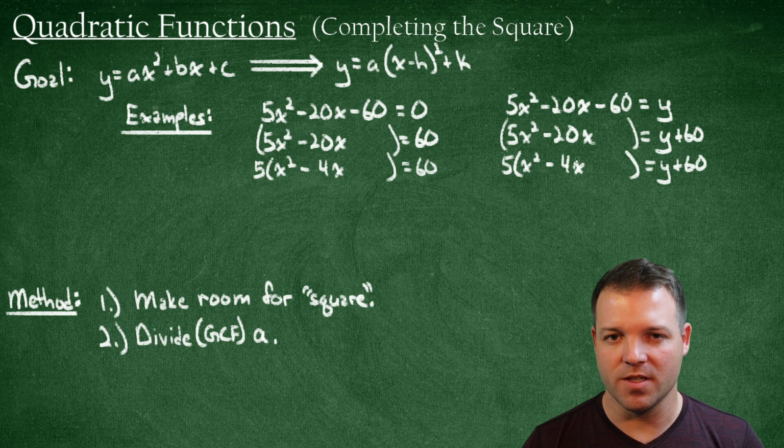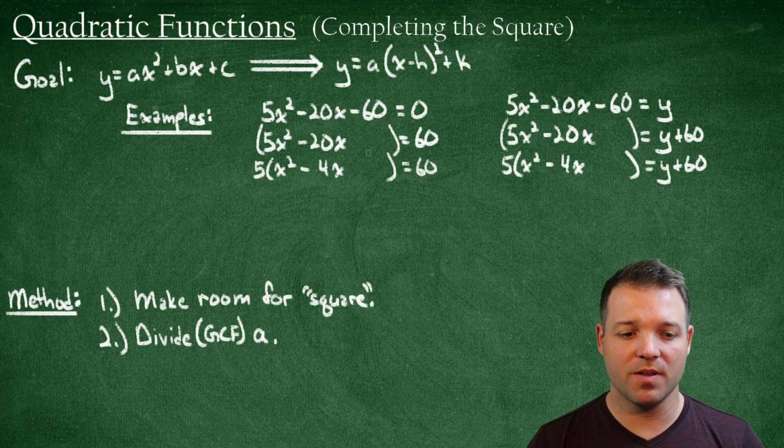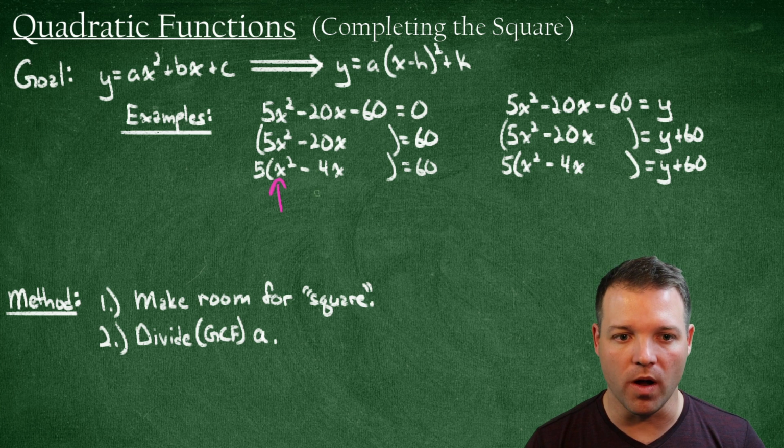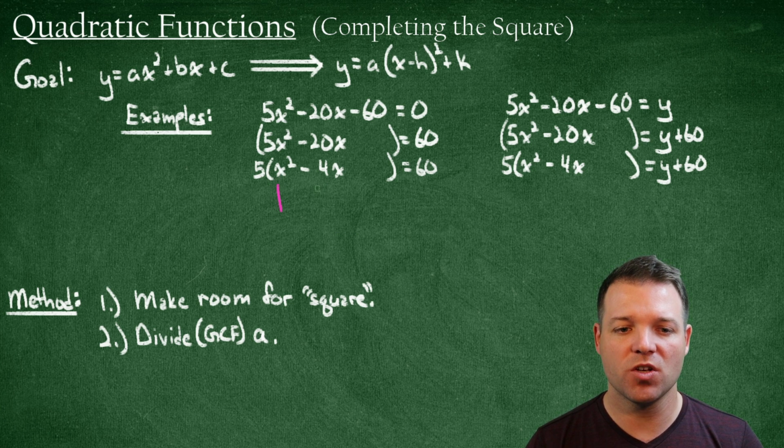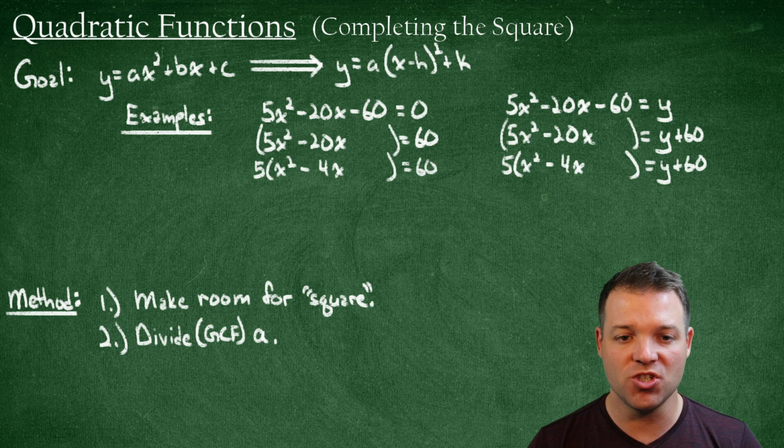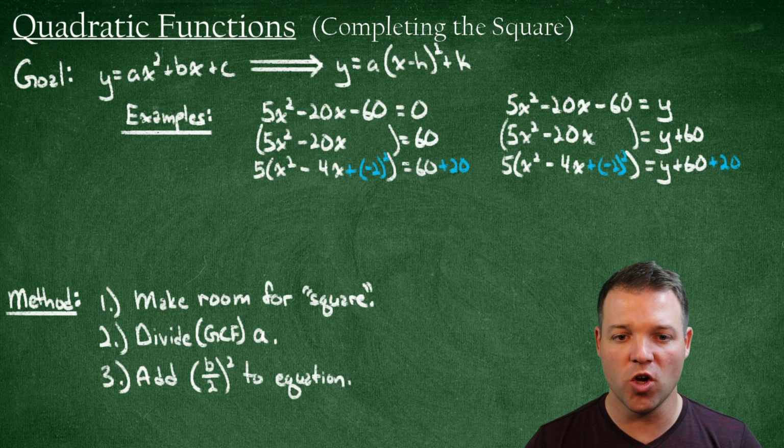I guess that's not really step 3. That's just like an intermittent step. Step 2 is going to be to pull out a if a is not 1. Okay, in this case it was 5, so we needed to pull that 5 out as a GCF out of that trinomial.